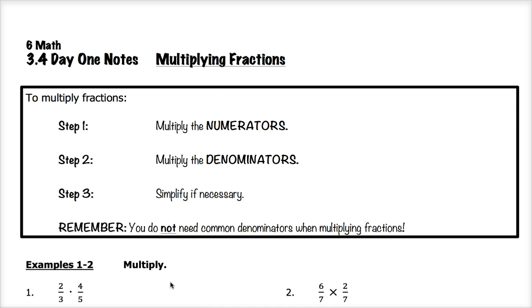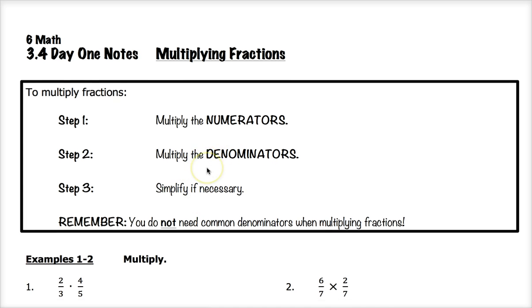The steps to multiplying fractions, it's pretty simple. Step 1 is to multiply the numerators together. Step 2 is to multiply the denominators together, and then step 3 is to simplify or reduce if necessary.